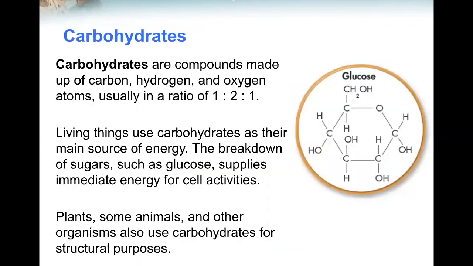Carbohydrates. Carbohydrates are compounds made up of carbon, hydrogen, and oxygen atoms, usually in a ratio of 1:2:1. Carbon, hydrogen, oxygen. Living things use carbohydrates as their main source of energy. The breakdown of sugars, such as glucose, as shown here, supplies immediate energy for cell activities. Plants, some animals, and other organisms also use carbohydrates for structural purposes.